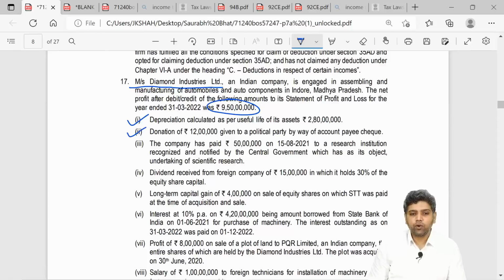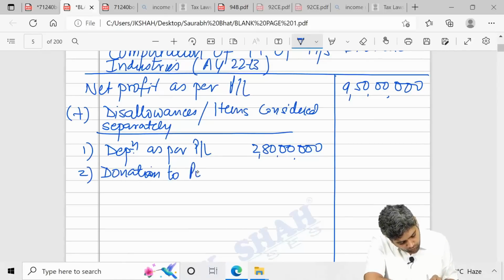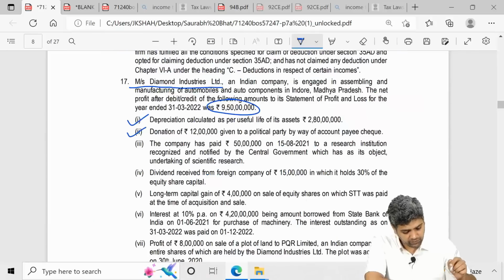Whenever you give a donation to a political party, as per section 37(2B), that has to be disallowed, but you get a corresponding deduction under 80GGB. So over here, donation to political party is 12 lakhs. Later on I will claim it under 80GGB.